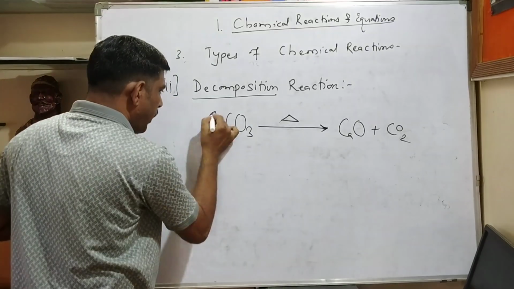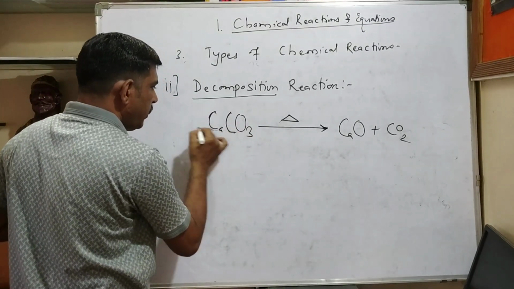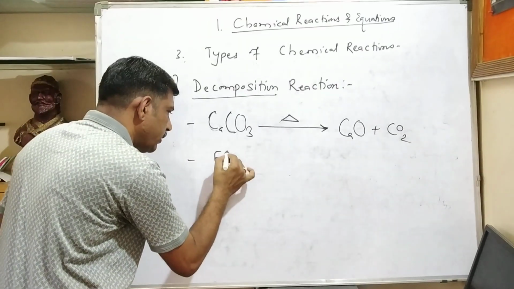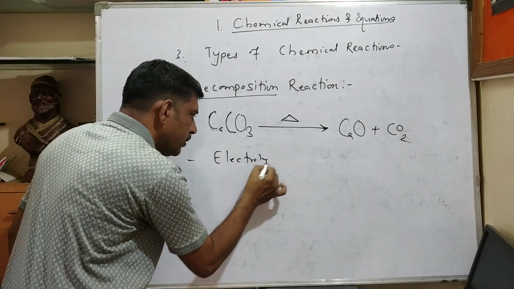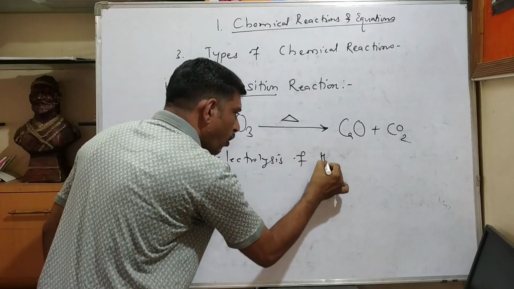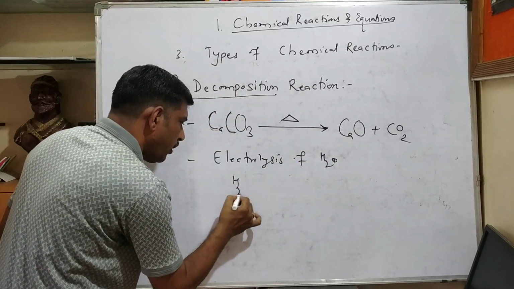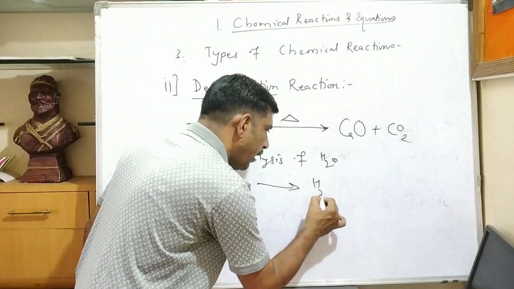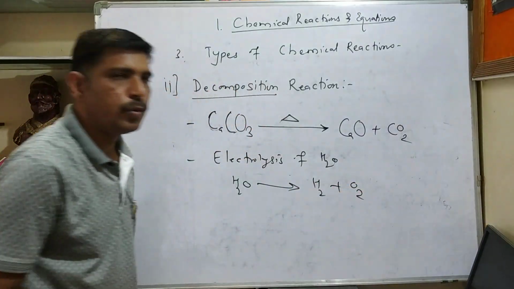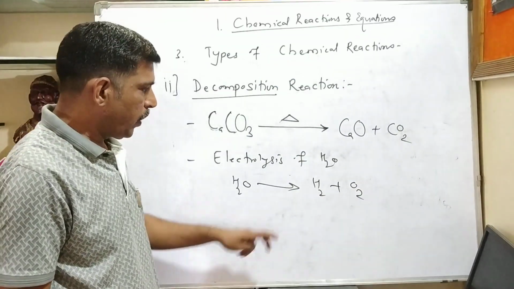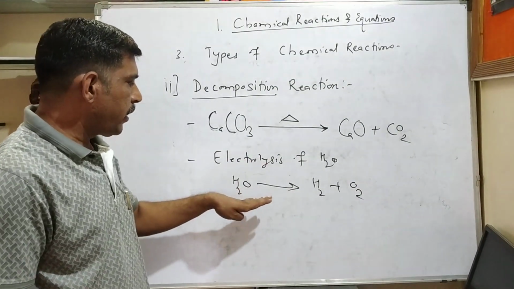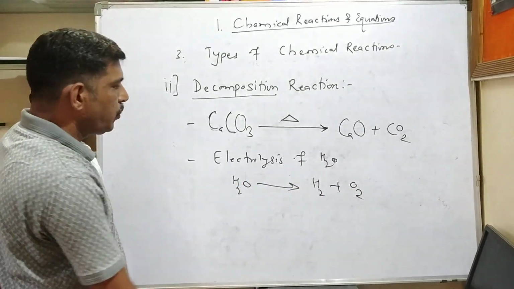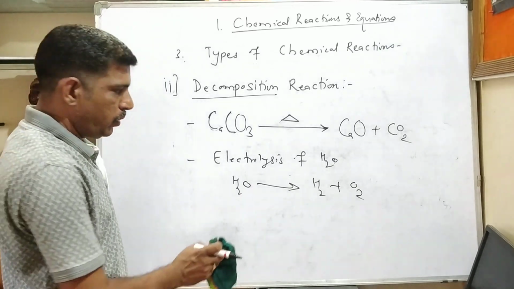Then the second example I have is electrolysis of water. When an electric current is passed through water, we get hydrogen gas and oxygen gas at the respective electrodes. So after passing the electric current through water, we get two gases. These are the two reactions you should know and understand.